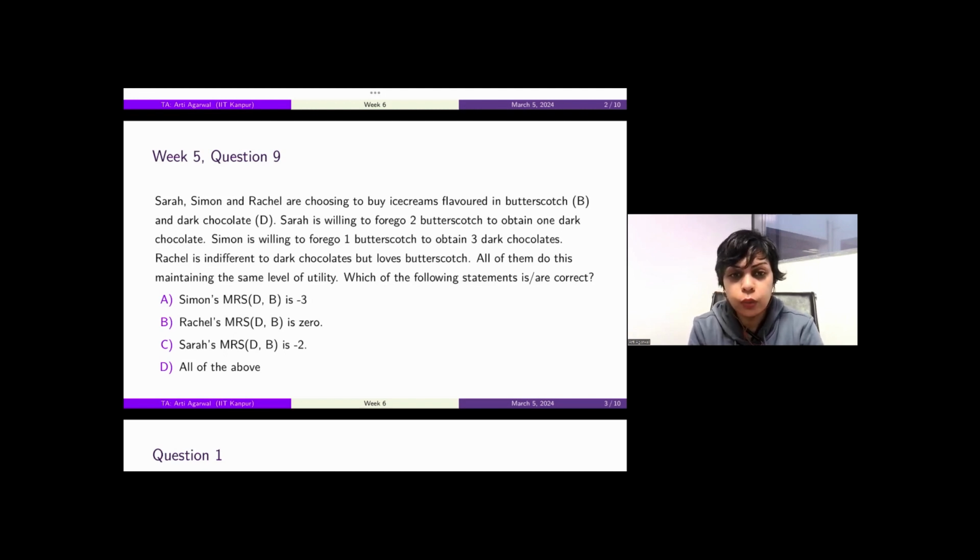Simon is willing to forego 1 butterscotch to obtain 3 dark chocolates. And Rachel is indifferent to dark chocolates but loves butterscotch. All of them do this maintaining the same level of utility. So, which of the following statements is correct? Now, I'll again give you a few minutes to read the question, think it through, draw the diagram if you have to, and tell me which answers are correct. I'll just mute myself for 2 minutes so you can think.